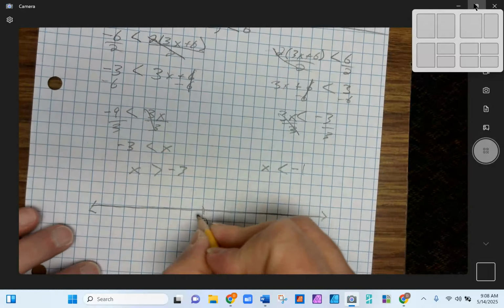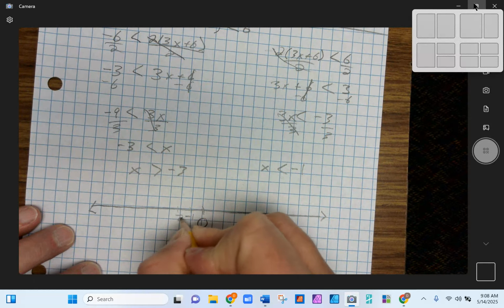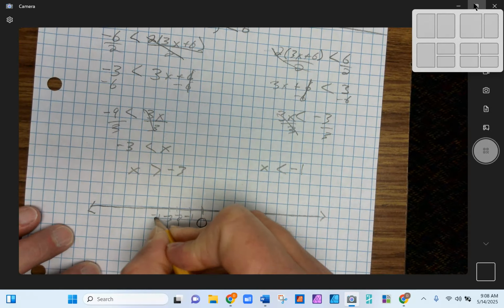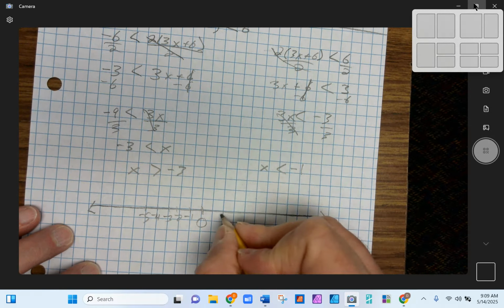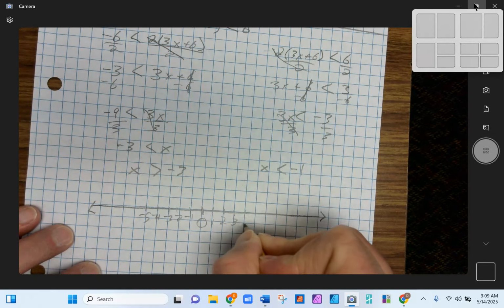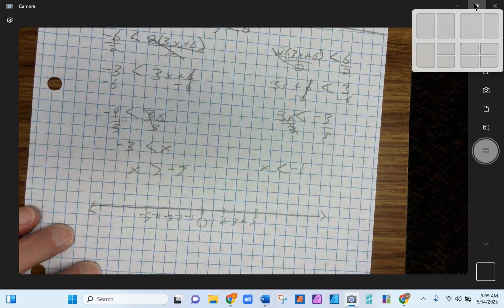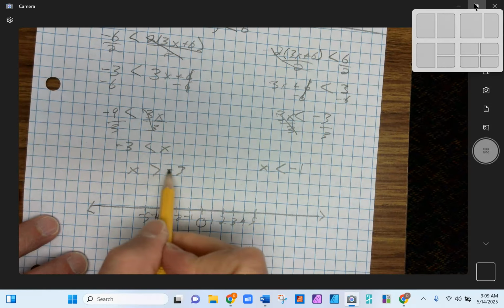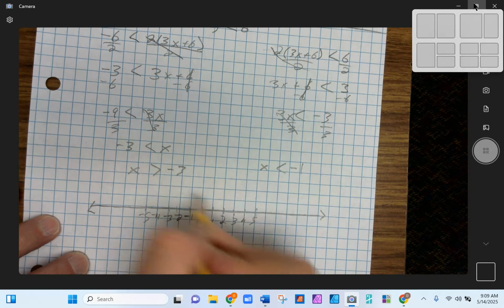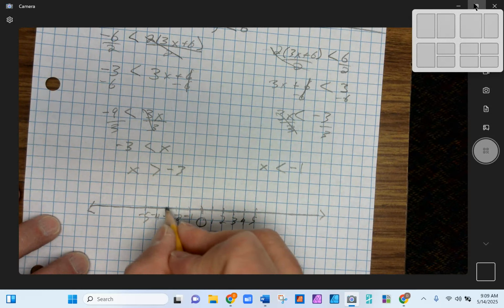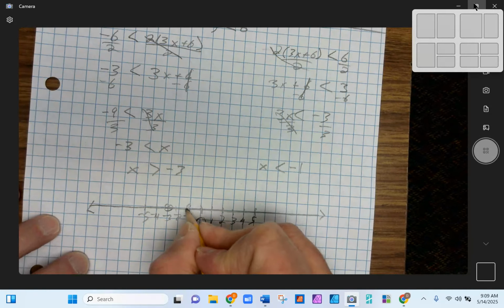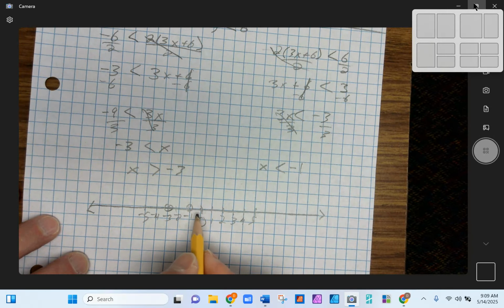Okay, so put this on the number line. Say negative 1, negative 2, negative 3, negative 4, negative 5, and we'll go 1, 2, 3, 4, 5. I don't really need to go out anymore because we're only at negative 3, negative 1. So we're at negative 3 here and negative 1.